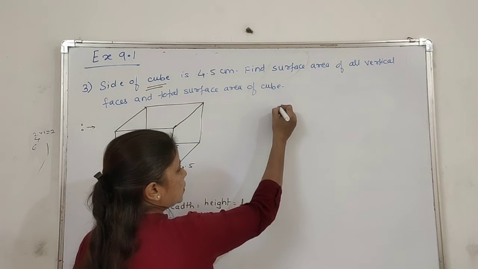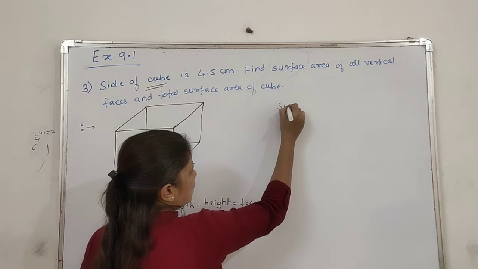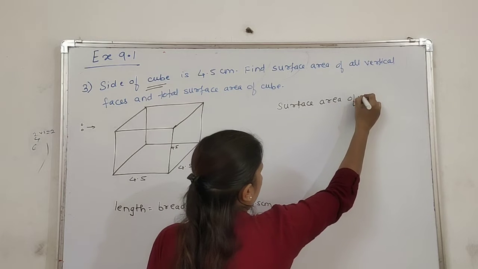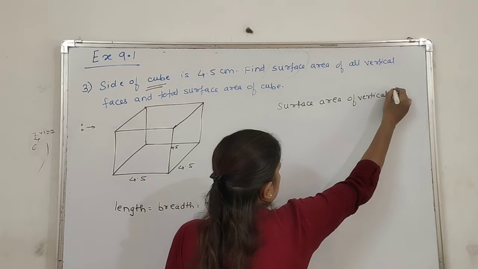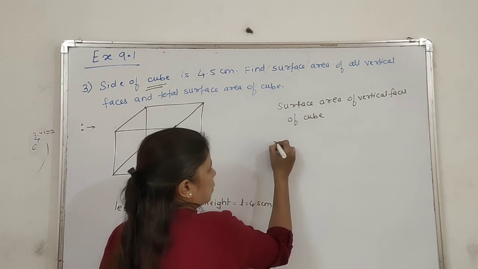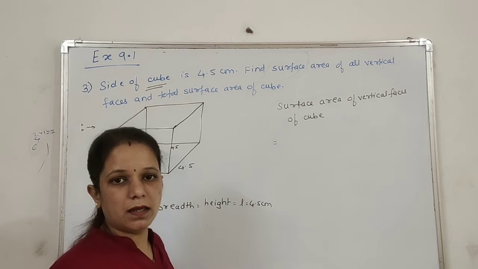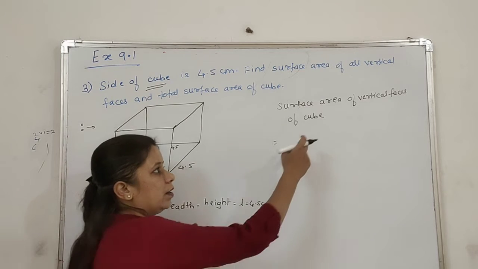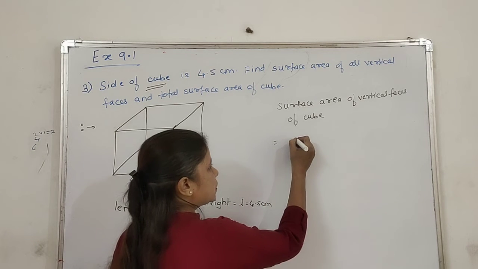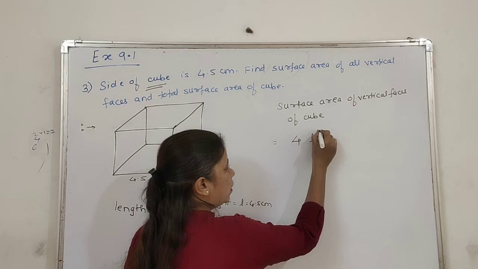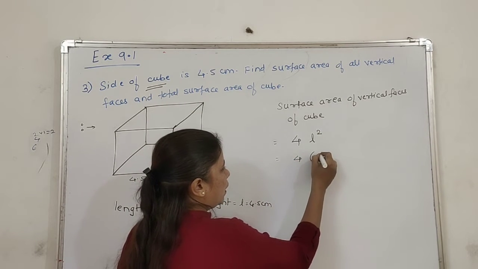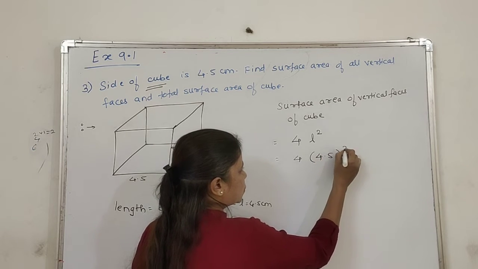Okay. So first, surface area of vertical faces of cube. So first we will write the formula. Formula is very easy for cube. We have 4 vertical faces. We have seen it earlier. So formula is 4L square. Okay. So here 4 into 4.5 square.